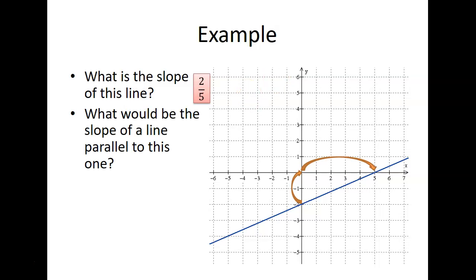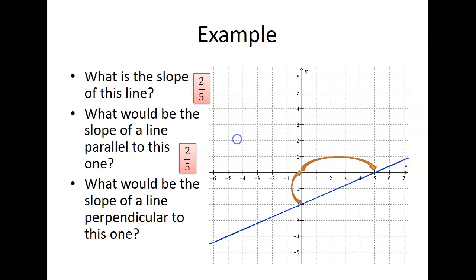Okay, what would be the slope of a line parallel to this one? Answer, same thing, 2/5. So any other line that's parallel to this would also have a slope of 2 over 5. And what would be the slope of a line perpendicular to this one? So it would be opposite sign. This is positive, so opposite would be negative. And then the reciprocal of 2 over 5 would be 5 over 2. So negative 5/2.